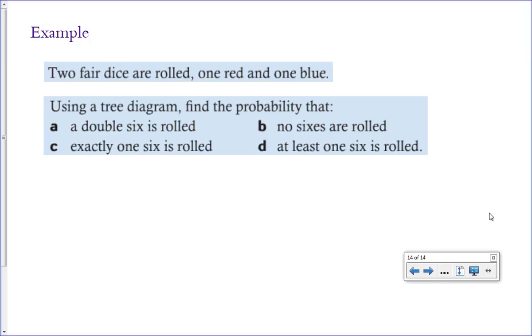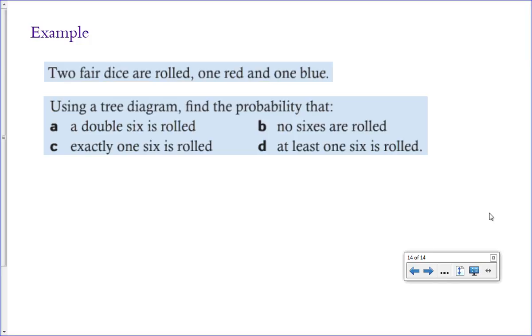So 1/6 times 5/6 for the first option. Or, and I can add this because it's mutually exclusive, 5/6 times 1/6. So I'm going to calculate each pathway, then add the 2 pathways together that apply for part C. Each one of them ends up being 5/36, so 10/36 overall. So multiply to get to the end of the branch, and then add different branches together if you need to.